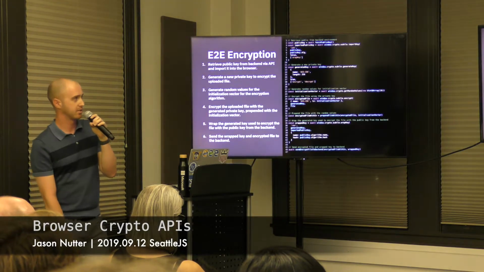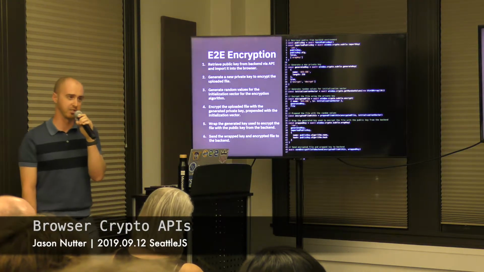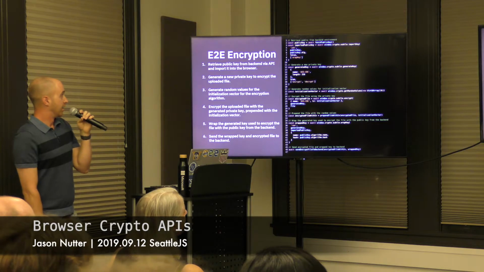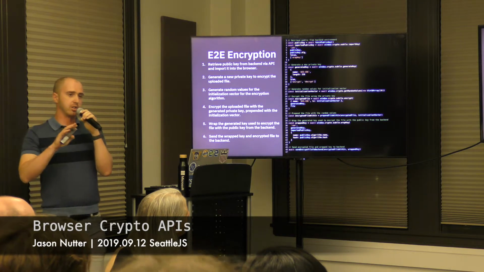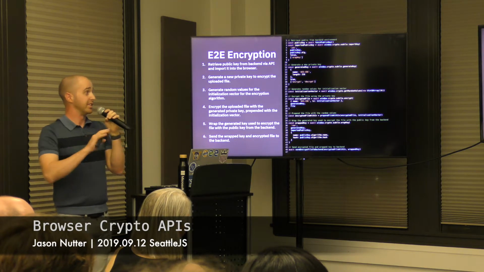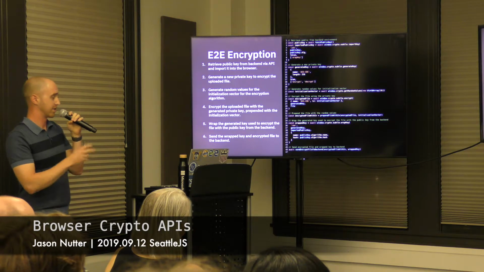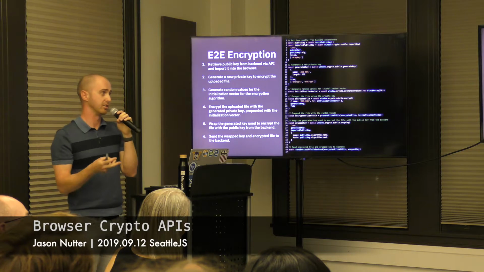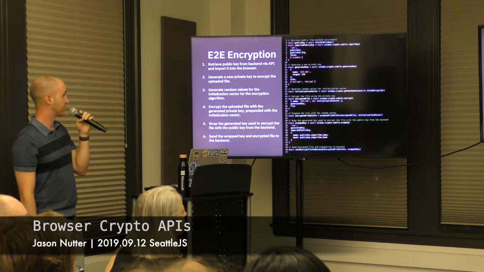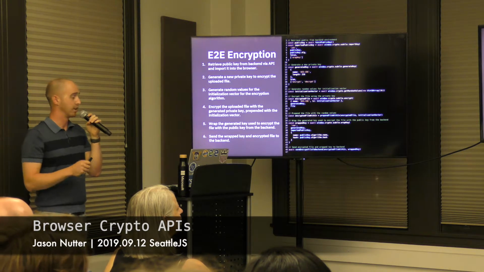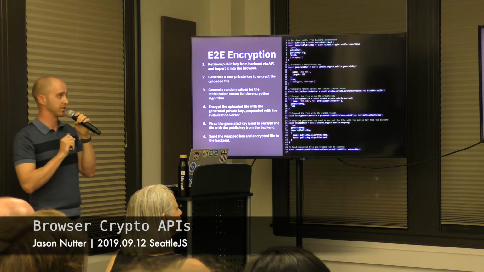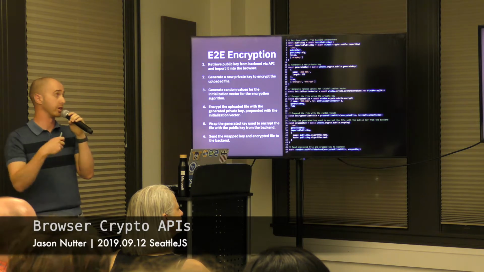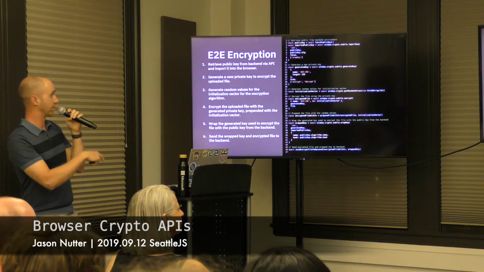So how do they do this? Let's talk about some end-to-end encryption in the browser. I mentioned wrapping keys and things like that. This actually combines a few different things: asymmetric encryption, symmetric encryption, and wrapping keys, all in one. The first thing they do is retrieve a public key from their backend service and then import it into the browser. That's this first part here, the first 10 lines.